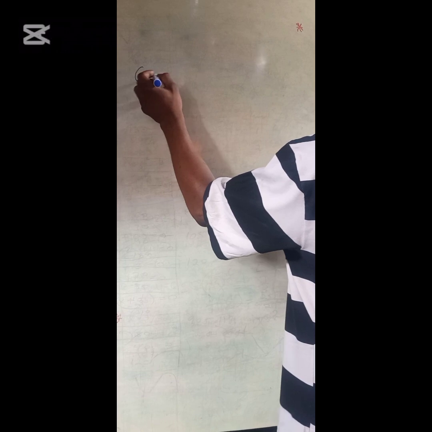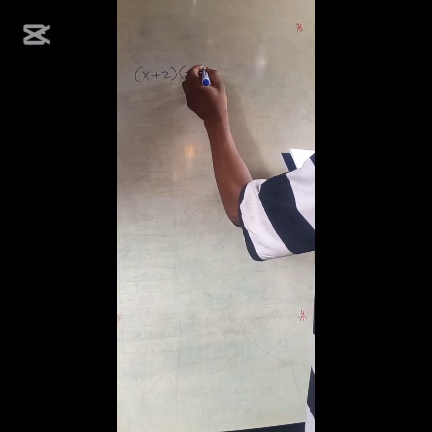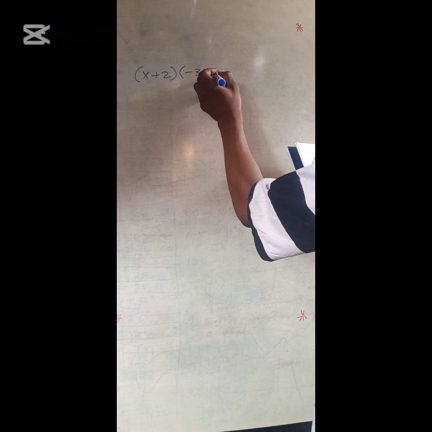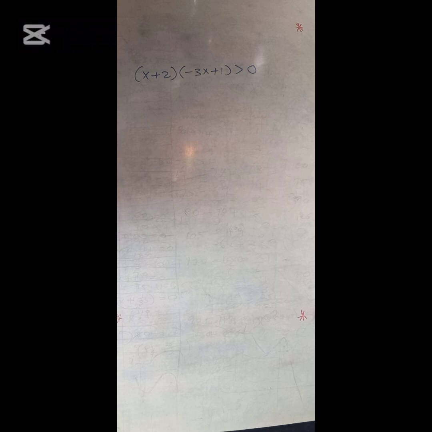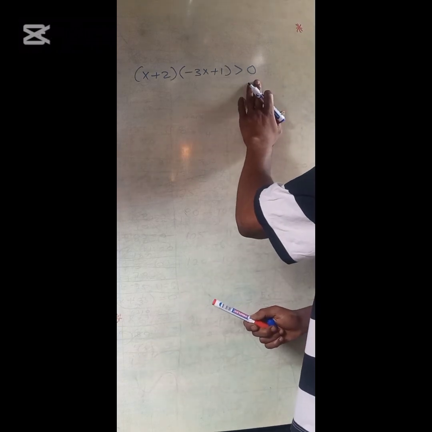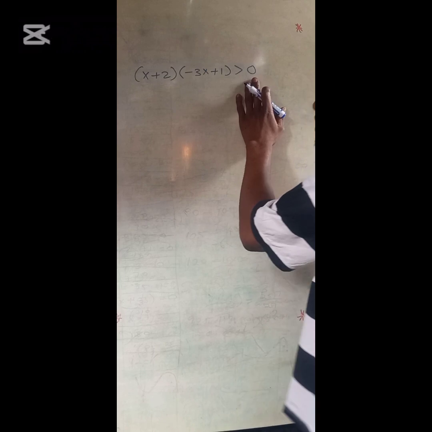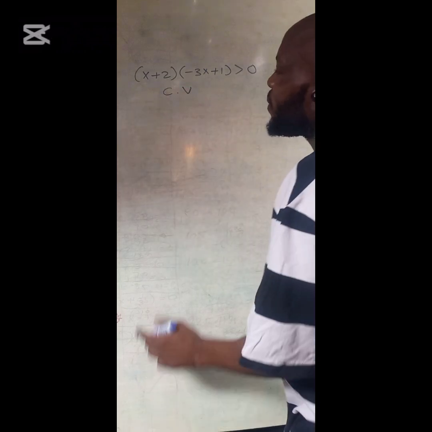x plus 2 into minus 3x plus 1 is greater than 0. It was 3 marks. So they have made us halfway, because when we solve inequalities, we always want this side to be 0, right? And then if this side is 0, then we can say critical values. We call them critical values.